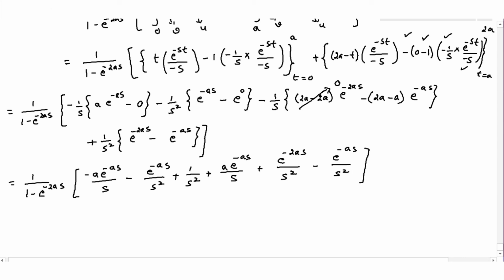Further, let us try to simplify this expression over here. So this will be equals to 1 by 1 minus e power of minus of 2as. We can see this negative term and this positive term will cancel out. Remaining terms will try to simplify. So s square is the LCM over here. You can just take s square as the LCM and write down the terms.